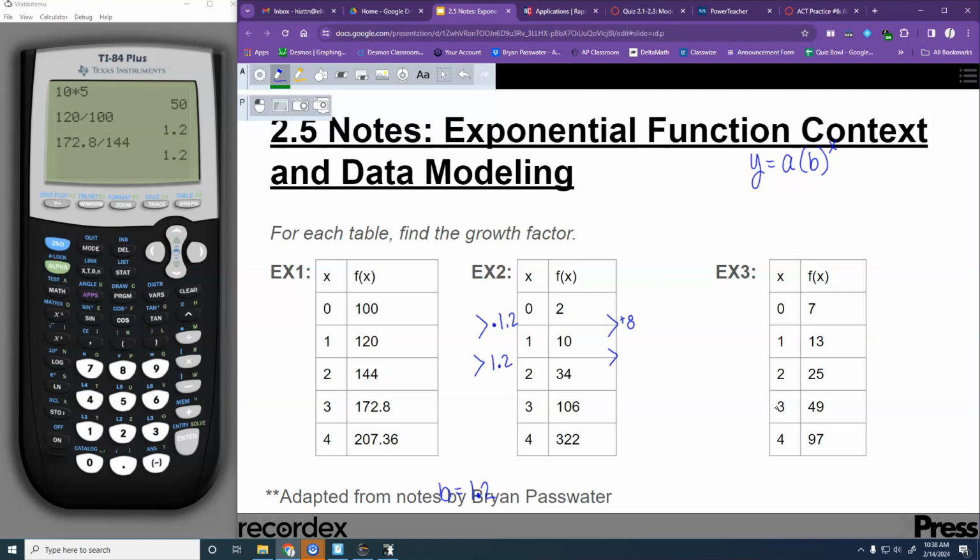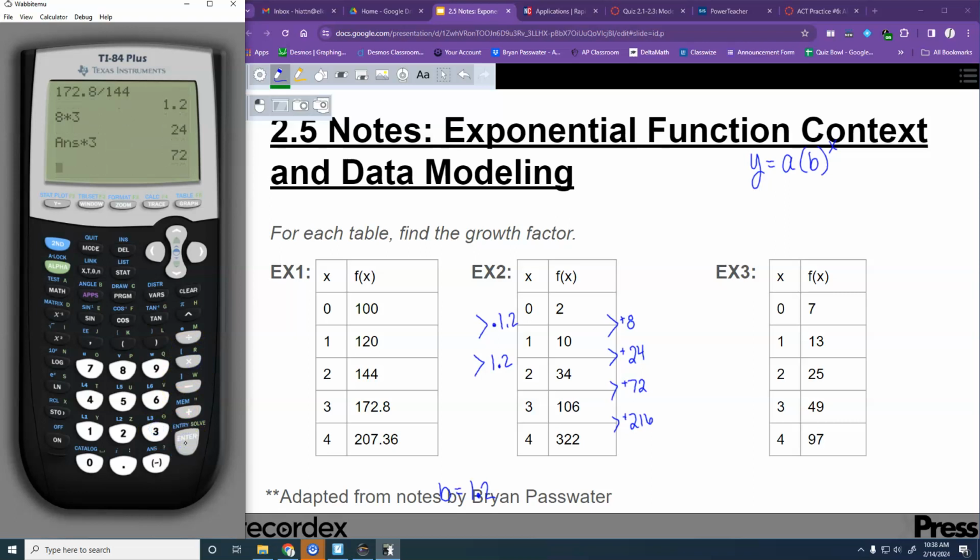And then from 10 to 34, we went up by how many? 24. And then from 34 to 106, what is it? 72. And then from 106 to 322, 216. Now, those numbers are multiplied by 3, right? So 8 times 3 is 24, times 3 is 72, times 3 is 216. So while I'm not seeing the increase where I can multiply in the original function problems, I do see it when I look at my differences, right?